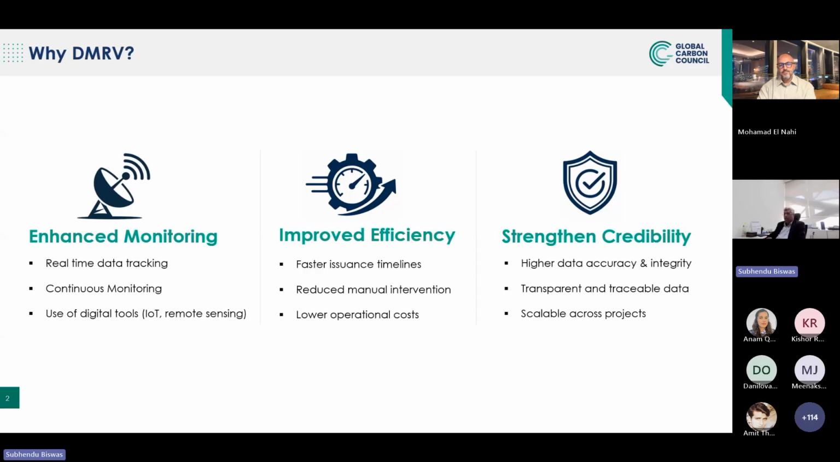One of our prime drivers as GCC to start including DMRV into our whole project pool was to improve certain aspects. Issuances should be faster. It shouldn't take as long as it takes conventionally. It should reduce manual intervention so that the chances of errors are less. It should also result in delivering credits at a lower cost, because the market is very cost sensitive. And it also helps in building confidence on data accuracy, making it more traceable, transparently displaying all the data through a visualization engine, and it should be scalable across the projects.